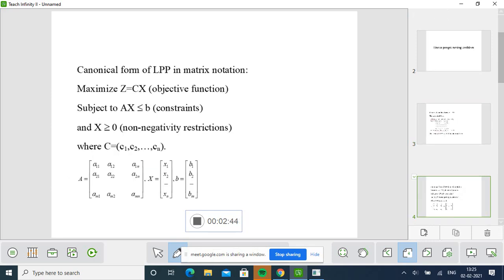Suppose you want to write this in a matrix notation. It could be very well represented as maximize z equal to cx subject to Ax less than or equal to b and x greater than or equal to 0. Here your matrix is a11, a12, etc. a1n. There are m such rows ending in am1, am2, etc. amn. X is a column vector with n columns: x1, x2, etc. up to xn. What is b? b is the constant that is going to be present.